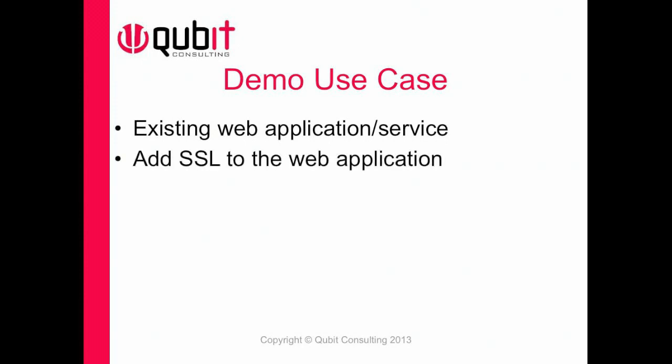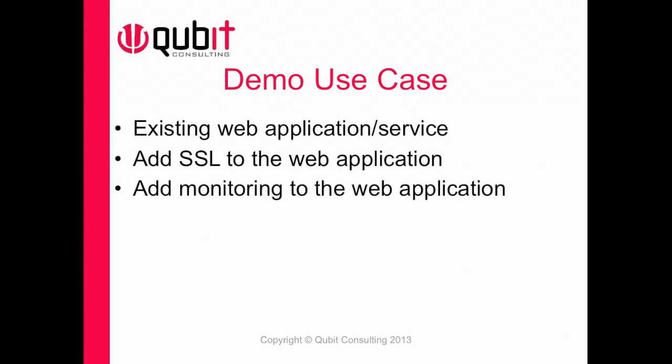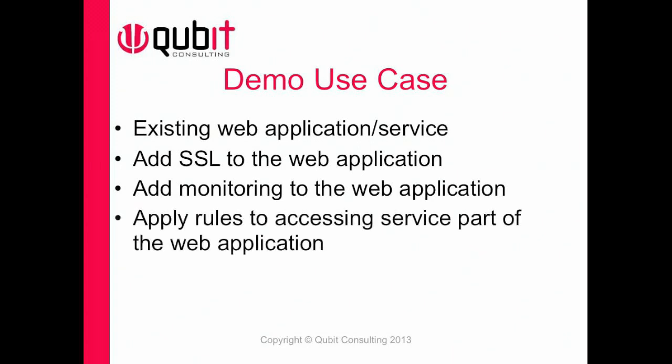We want to add SSL to the web application. We want to add monitoring of the web application, which is fairly easy because that comes for free with the Gateway product. And we want to apply rules to accessing the SOAP service part of the web application without affecting the rest of the web application. And specifically, we want to add a Geo-IP filter so that we can essentially whitelist which countries are allowed to access the SOAP service.